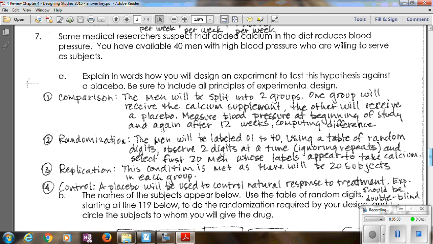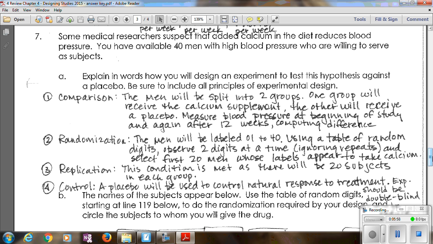So in terms of comparison, if we're looking at the amount of calcium versus the placebo, it doesn't say anything about breaking it up into other levels. So I can assume that I'm just going to use 2 groups in this situation. One group will receive the calcium supplement, the other will receive a placebo. And what I'll do is I'll measure the blood pressure at the beginning of the study and then again after, let's say 12 weeks. It doesn't say how long, but any period of time will do. And then I'm going to compute the difference and compare.